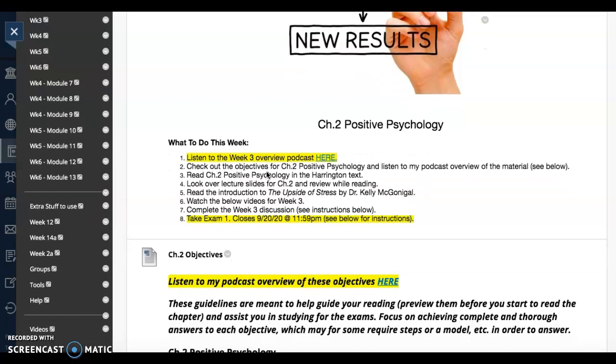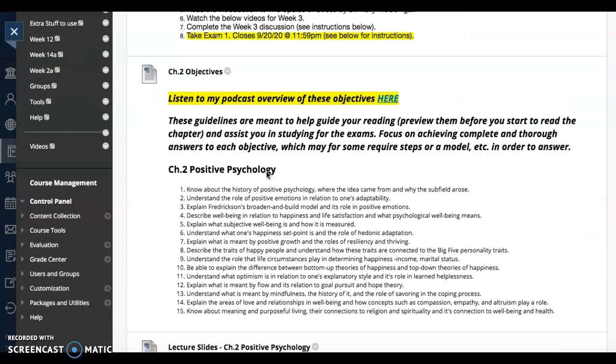So here's your to-do list for this week, and I suggest doing these things in this order. It makes the most sense. You want to check out the objectives for chapter 2, which I've posted here, and I have a podcast that goes with these objectives that helps explain a little bit more about each one of these goals that you should be looking to answer and achieve as you're reading through the material.